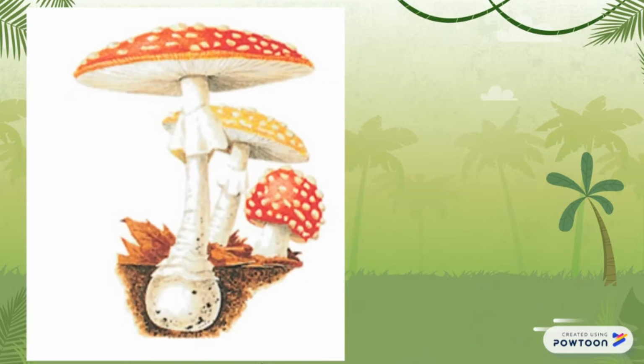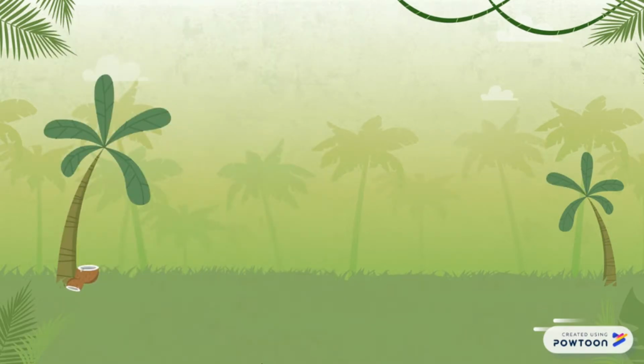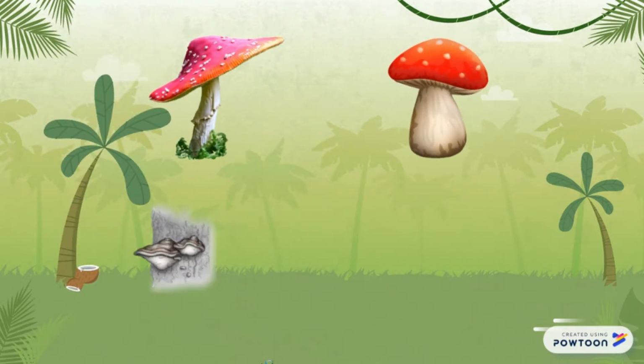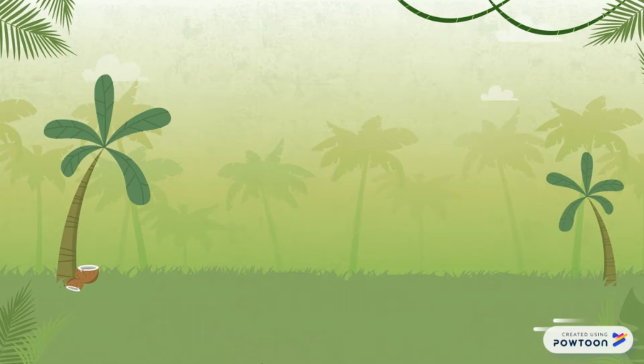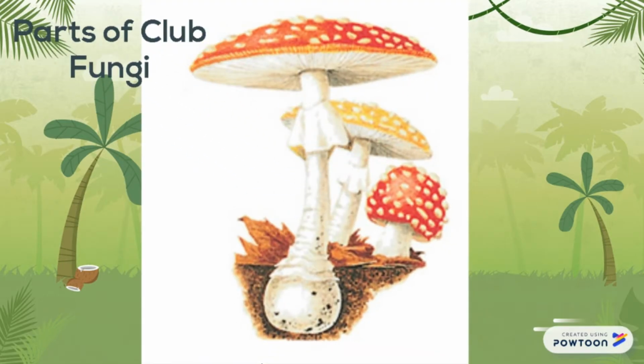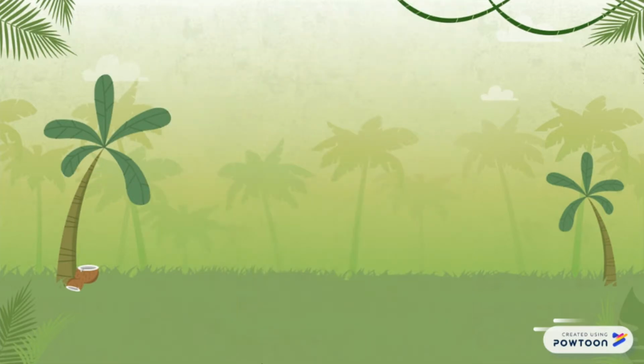Next up is phylum Basidiomycota. They are called club fungi. This includes mushrooms, toadstools, bracket and shelf fungi, puffballs, stinkhorns, rust, and smuts. Parts of club fungi include basidiocarp. Basidiocarp is their fruiting body, and it is made up of a stalk called the stipe, and the flattened cap with gills called basidia underneath. Basidiospores are located on the basidia.